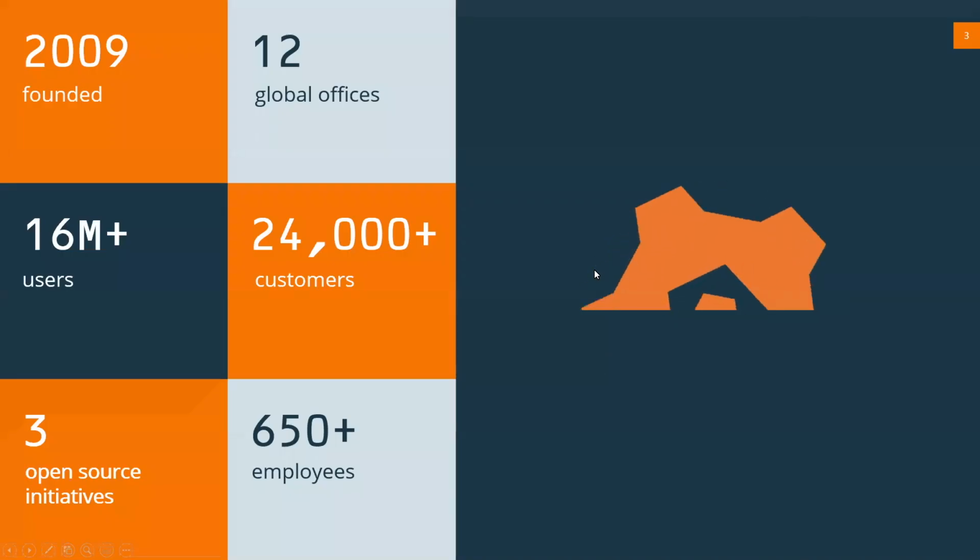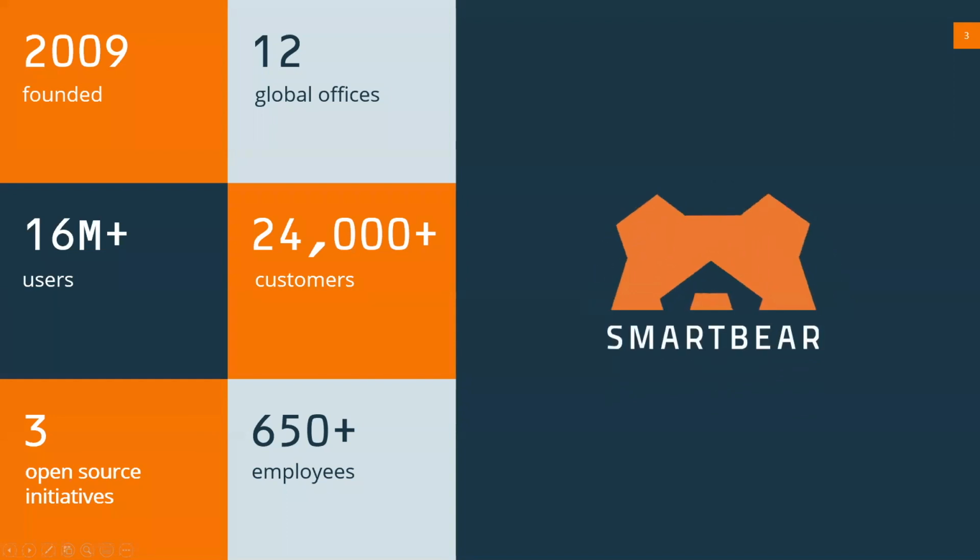Okay, so SmartBear was founded in 2009. We're all over around the globe, many different offices. The headquarters is in Boston, Massachusetts, but we have offices in Coconut Creek. We have offices in India, Australia, Russia, and more. As you can see, over 60 million users. So we have open source solutions and consumer solutions.